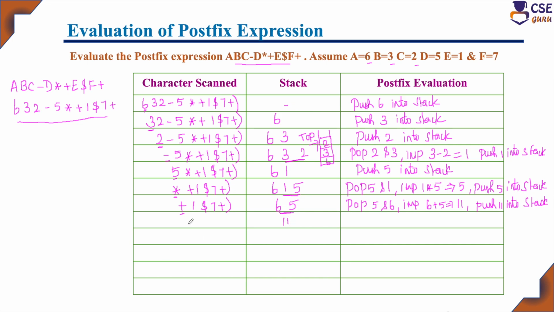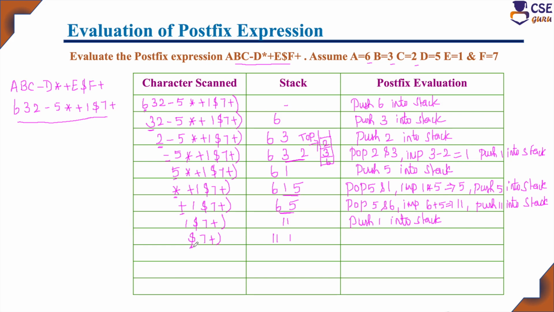Okay. And the remaining input characters are $1 $7 plus closed parenthesis. And the next input character you need to read here is 1. So 1 is an operand, so you have to push 1 into the stack. Now the stack content is: bottom element is 11, top element is 1. Remaining input characters: $7 plus closed parenthesis.